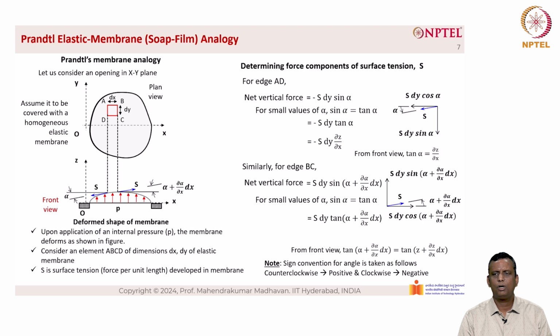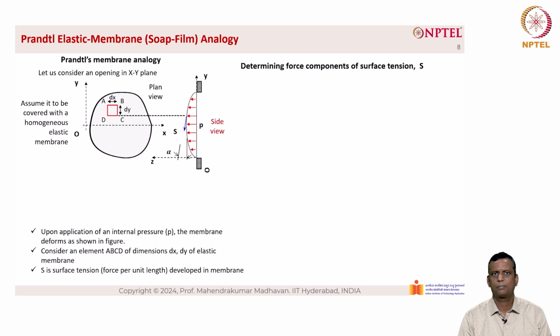From the front view, we also know that tan of alpha plus ∂alpha/∂x into dx is equal to tan of z plus ∂z/∂x into dx. So this becomes S into dy into ∂/∂x of z plus ∂z/∂x into dx. So now let's look at the side view.